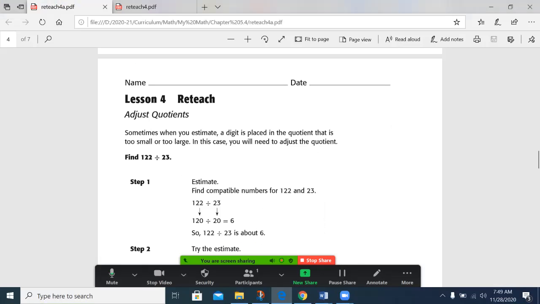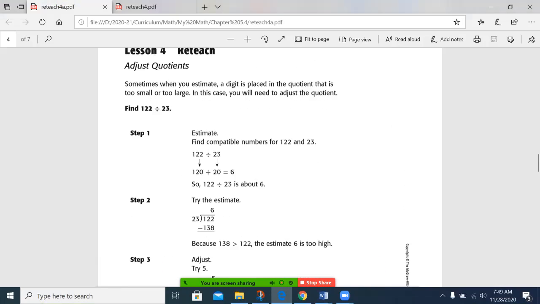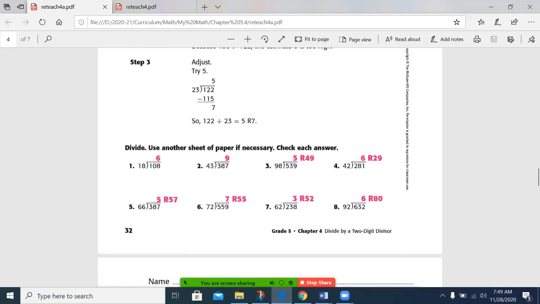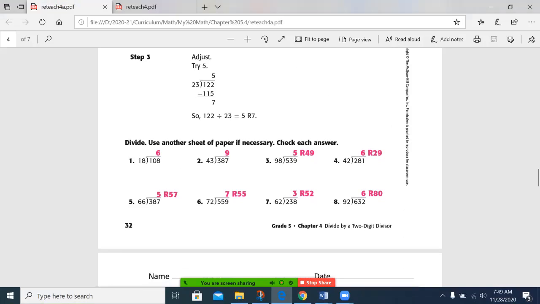We'll begin by reviewing the answers to our last section from Lesson 4, Reteach Adjusting Quotients. You should be able to compare your answers with what is provided here. If there's any that you're finding difficulty with, it's advised that you attend the live session, as it's during our regular school day. And these videos are intended for students who were absent for whatever reason.